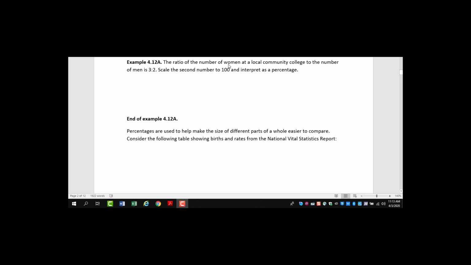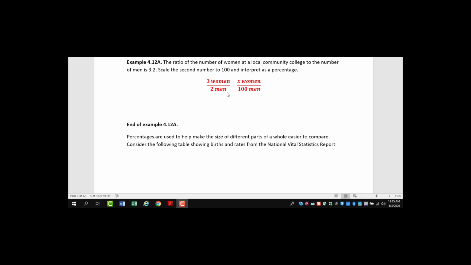The ratio of the number of women at a local college to the number of men is 3 to 2. So when it says women first and then men, and then it gives you 3:2, that means women to men. Scale the second number to 100 and interpret as a percentage. So I'm going to put the proportion up here. You might want to hit pause and see if you can at least get the proportion up here. So there's the proportion. 3 women to 2 men, X women to 100 men. It said scale the second number to 100, and that's what I'm doing.